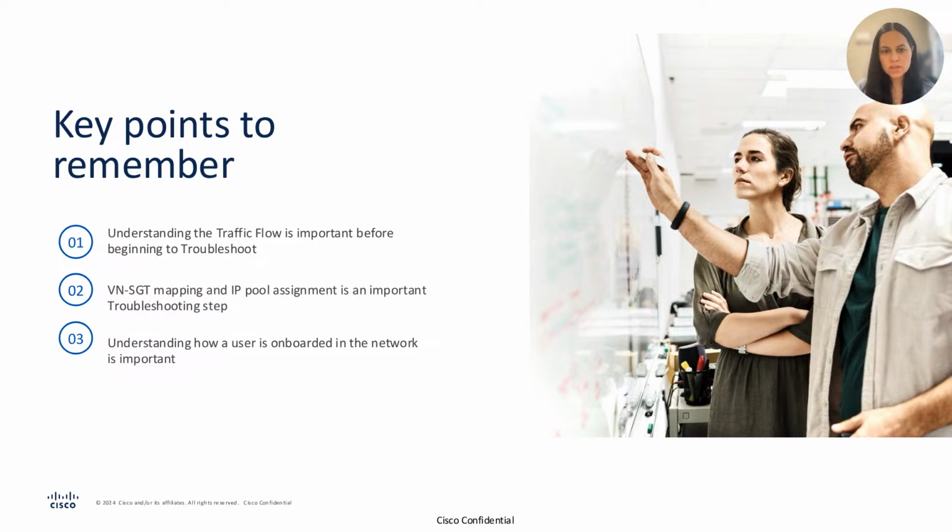So that actually brings us to the end of the session, and I want to quickly wrap it up with some key points that we need to keep in mind whenever we are troubleshooting SDA. So the important bit is that before we start troubleshooting, we need to understand what is the flow of the traffic in our SDA environment. Then how is the VN SGT mapping looking? Which SGT is assigned to which VN? What is the IP pool assignment? That's an important troubleshooting step as well that Julio just showed us in the demo. And also understanding how a user is onboarding in the network is a very critical point as well.